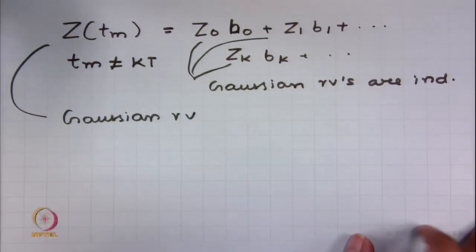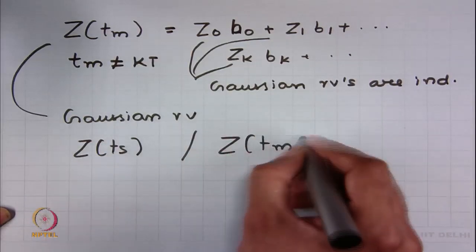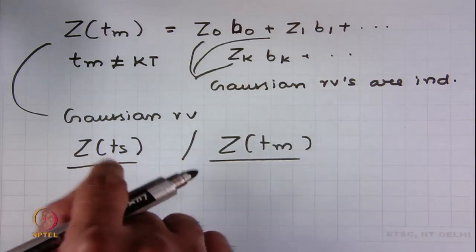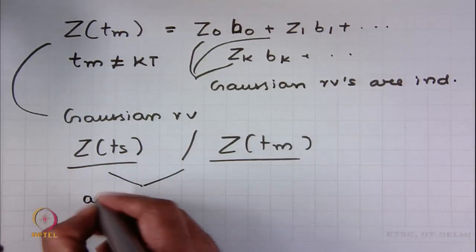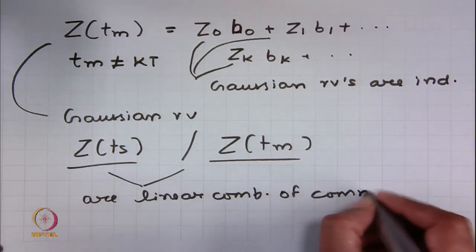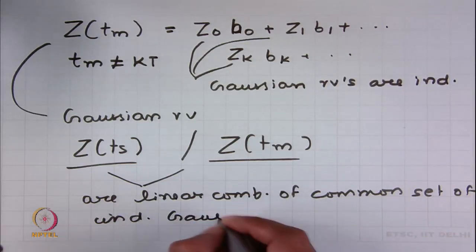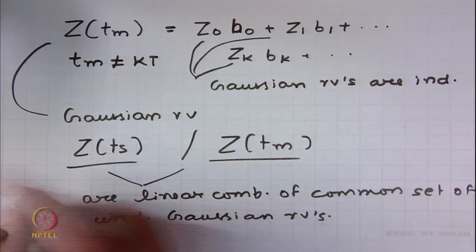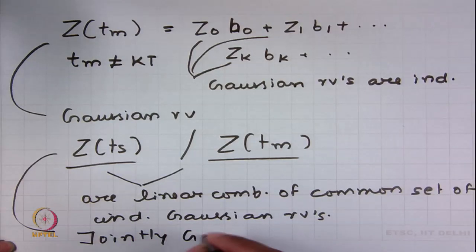random variable. Okay. So, we have seen the Zts and Ztm both are Gaussian random variables, but there is something more hidden in them, that is they are linear combinations of the common set of independent Gaussian random variables, right. So, we will see later that these random variables are also thus jointly Gaussian, they are jointly Gaussian random variables.